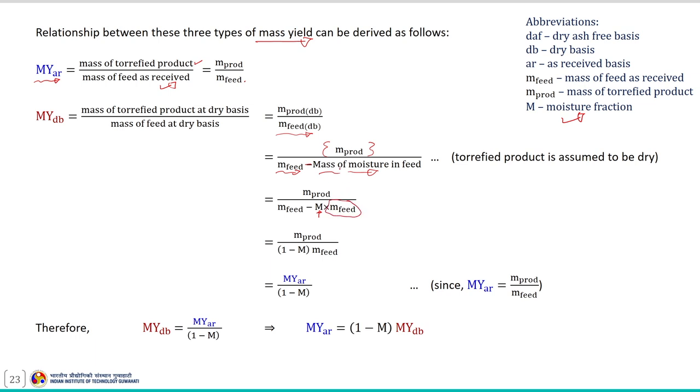So it will give us the mass of moisture in the feed, and as these two terms are common, if you take these two common terms out, we will get the equation in the form of 1 minus M, and this M product by M feed is represented as mass yield on as received basis. So once you substitute this term here, we will get the final equation in this form, and this is the mass yield on dry basis. This can also be correlated using this equation, that is mass yield on as received basis equals 1 minus M into mass yield on dry basis.